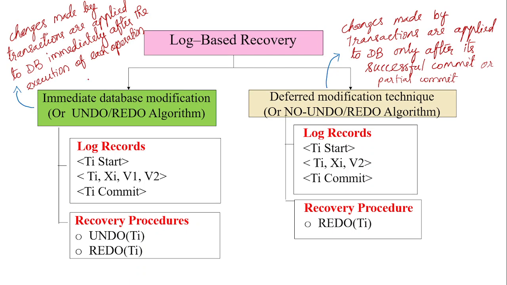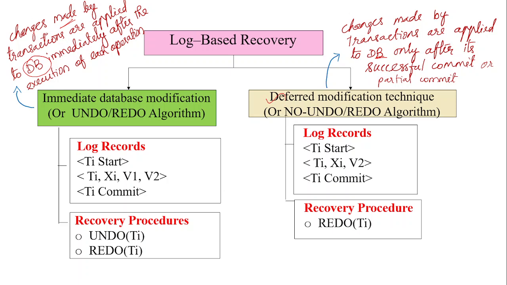In the immediate database modification technique, changes made by the transactions are applied to the database immediately after the execution of each operation. Whereas in the deferred database modification technique, changes made by transactions are applied to the database only after the successful commit or partial commit of the transaction. Since the changes are deferred until the successful commit or partial commit of the transaction, this is known as deferred database modification technique.